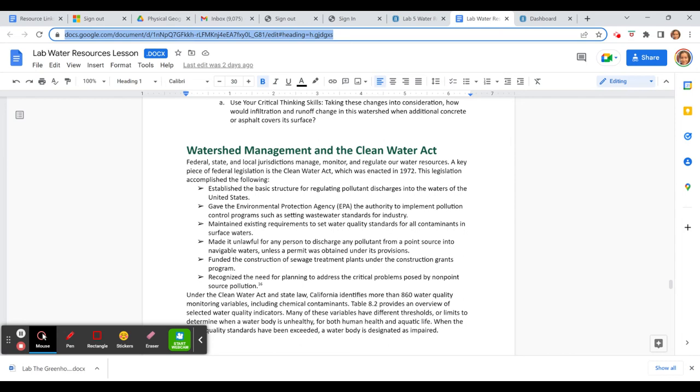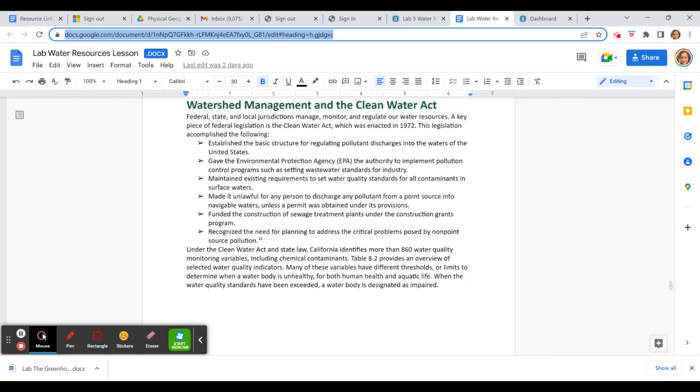So in 1972, we enacted the Clean Water Act, and it established the following: that we have a basic structure for regulating pollutant discharges in waters in the United States. And it gave the Environmental Protection Agency the authority to implement pollution control programs. And it's important to maintain our requirements for water quality standards. And it made it unlawful for persons to put any pollutants into any of our water sources.